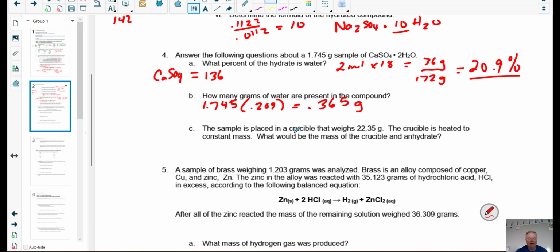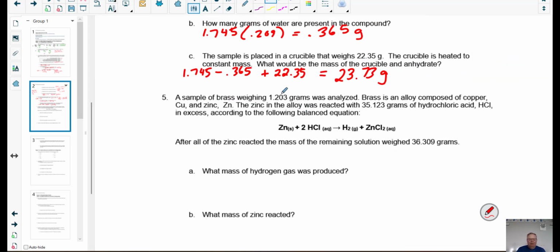Now we're going to place this sample in a crucible. So the original sample in a crucible, which is basically a little porcelain cup, so that way you could heat it up, or it could be brass or steel. That way we can heat it up to constant mass. It says what would be the mass of the crucible and the anhydrite, meaning it's dry. So therefore we're going to take our 1.745 and obviously subtract it from, because we've removed all the water. And then we're going to add the mass of the crucible to that. And that would give me the total mass of the sample and the crucible, what we should expect.